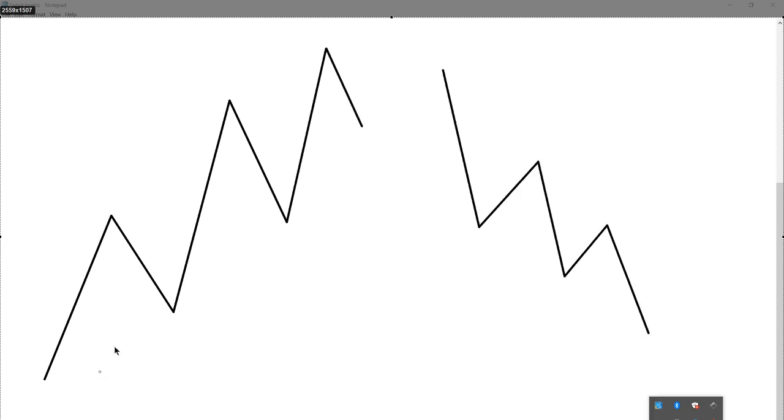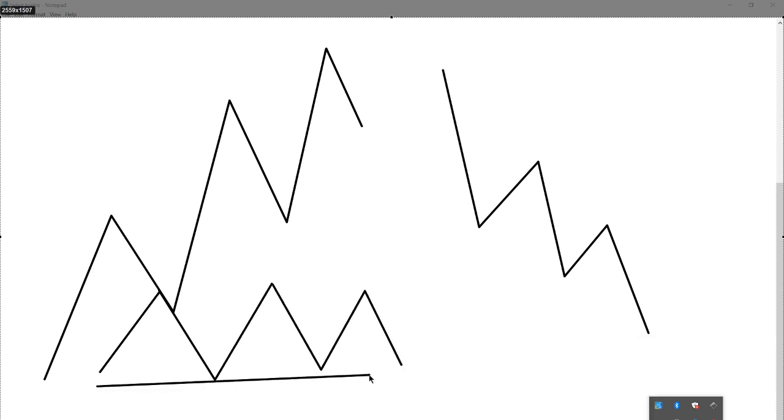Every one of you probably knows that the market has three trends: bullish, bearish, and the ranging market. Everyone knows that, I think. I've already explained that as well.